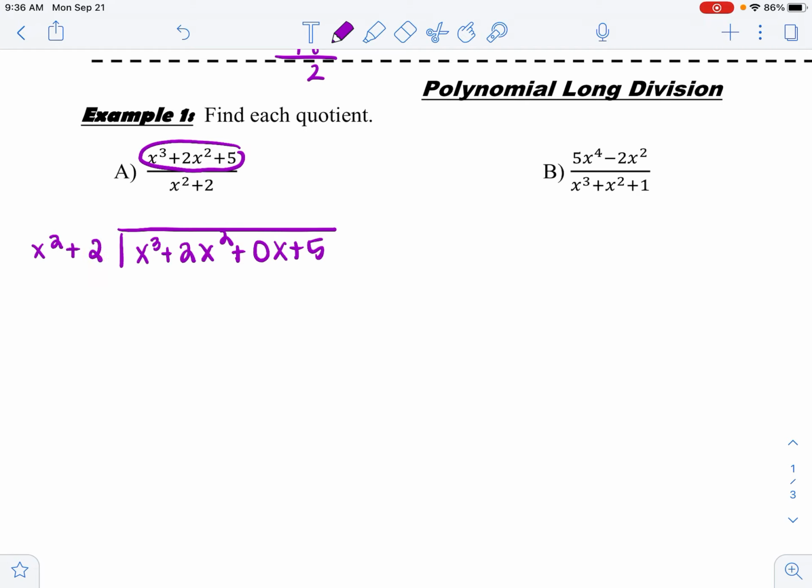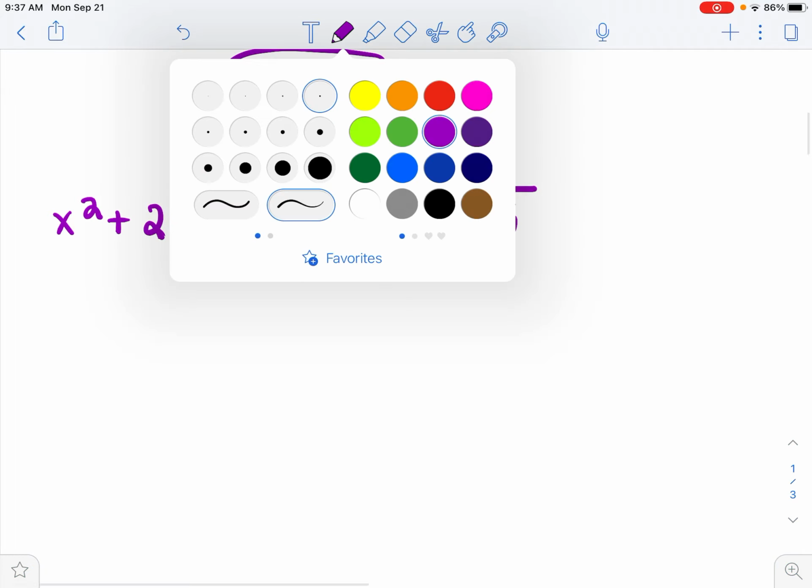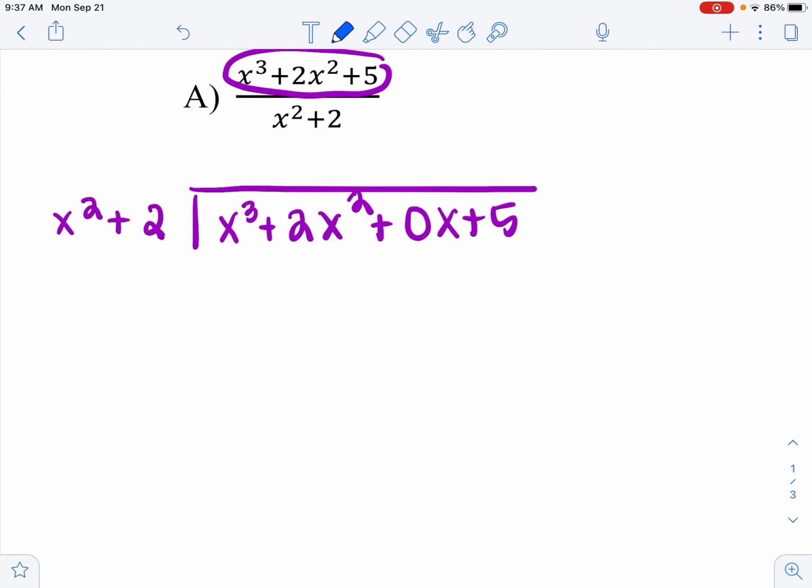Now you can put a placeholder in that if you'd like, but you don't need to. If you don't put a placeholder under here, you'll see what happens. You'll get stuck and you'll get confused. That's what happens. Okay. All right, so I want to know, does x squared go into x cubed? And the answer is yes, it does, okay? But instead of thinking about that, I always say to myself this question instead. What do I need to multiply an x squared by to get it to be an x cubed? And the answer is x. So I'm going to say it goes in there x times.